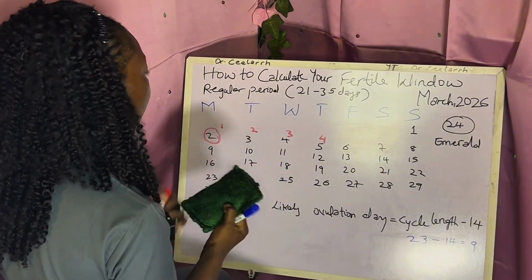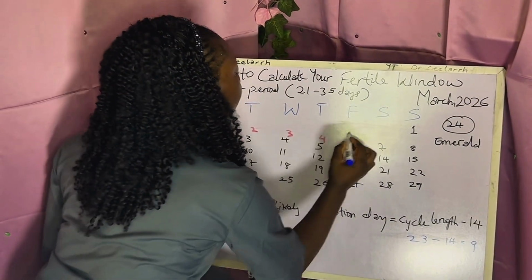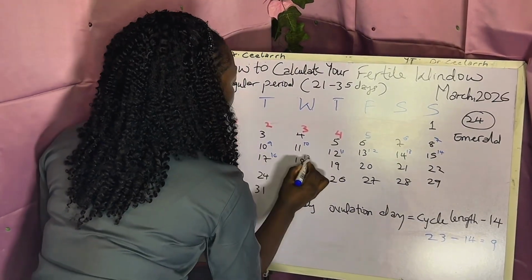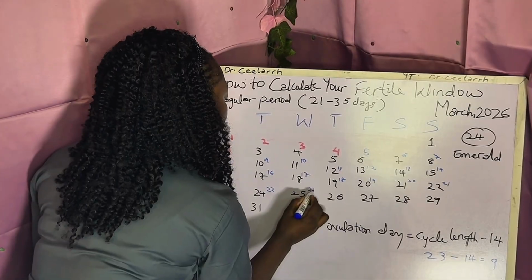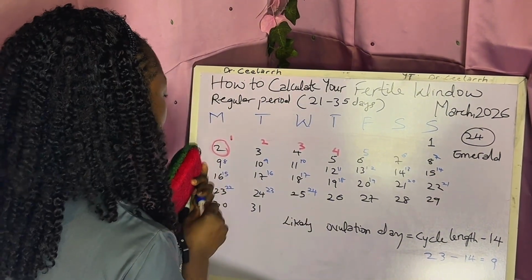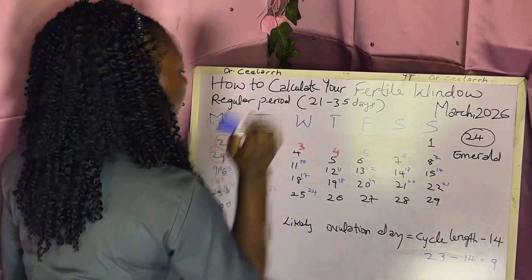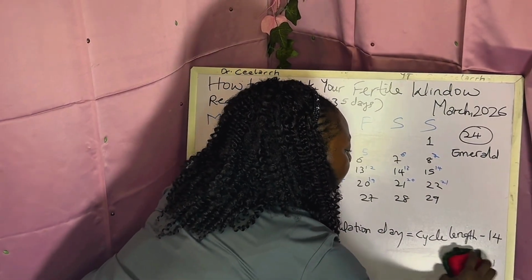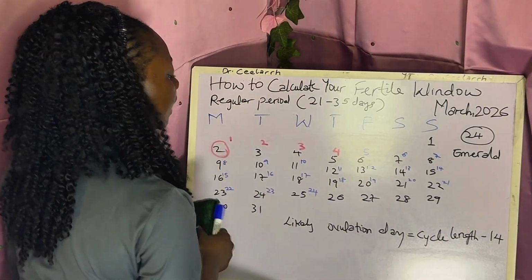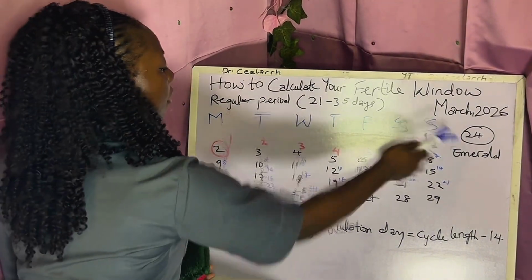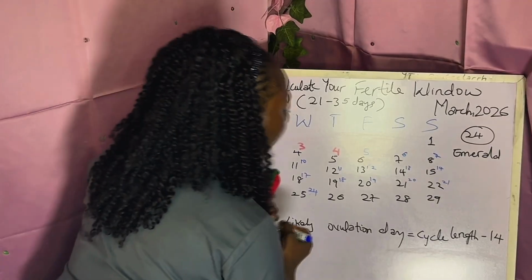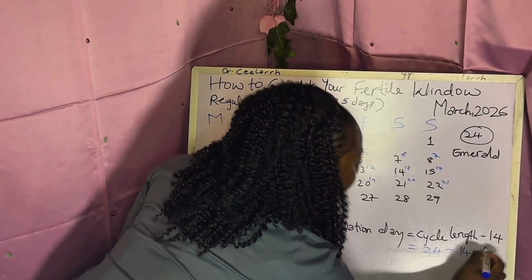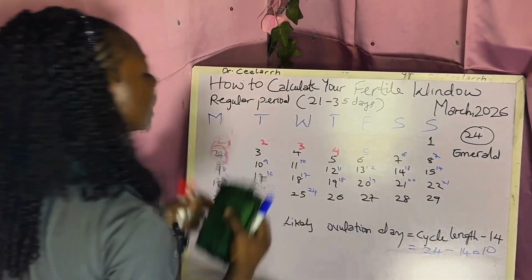Then let's continue counting to see when the 24th day is. 5, 6, 7, 8, 9, 10, 11, 12, 13, 14, 15, 16, 17, 18, 19, 20, 21, 22, 23, 24. So for this 24-day cycle, this is the last day of her menstrual cycle. We have 24 days. So we say that the likely ovulation day for Emerald with a 24-day cycle is the cycle length, which is 24, minus 14, which is equal to 10. So she's likely to ovulate on the 10th day of her cycle.